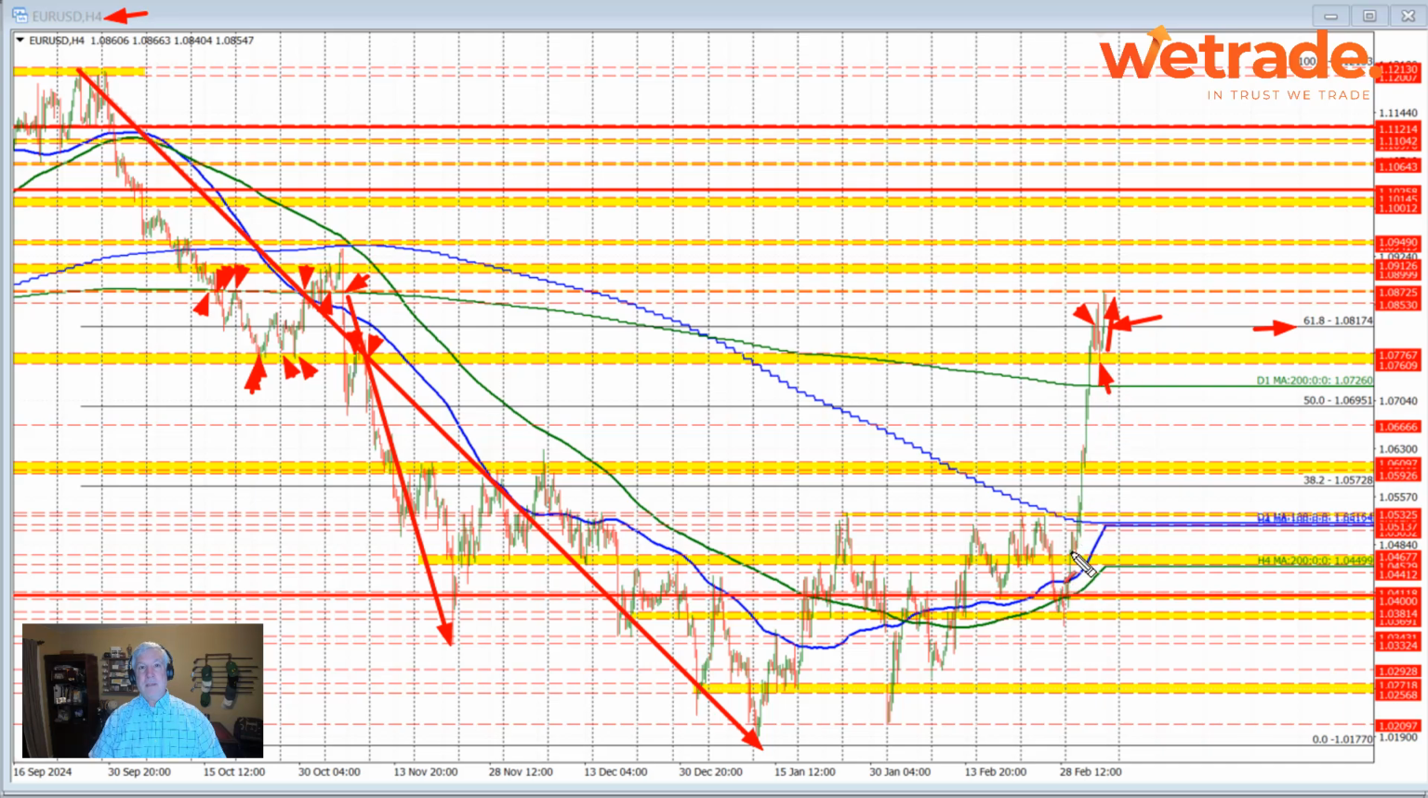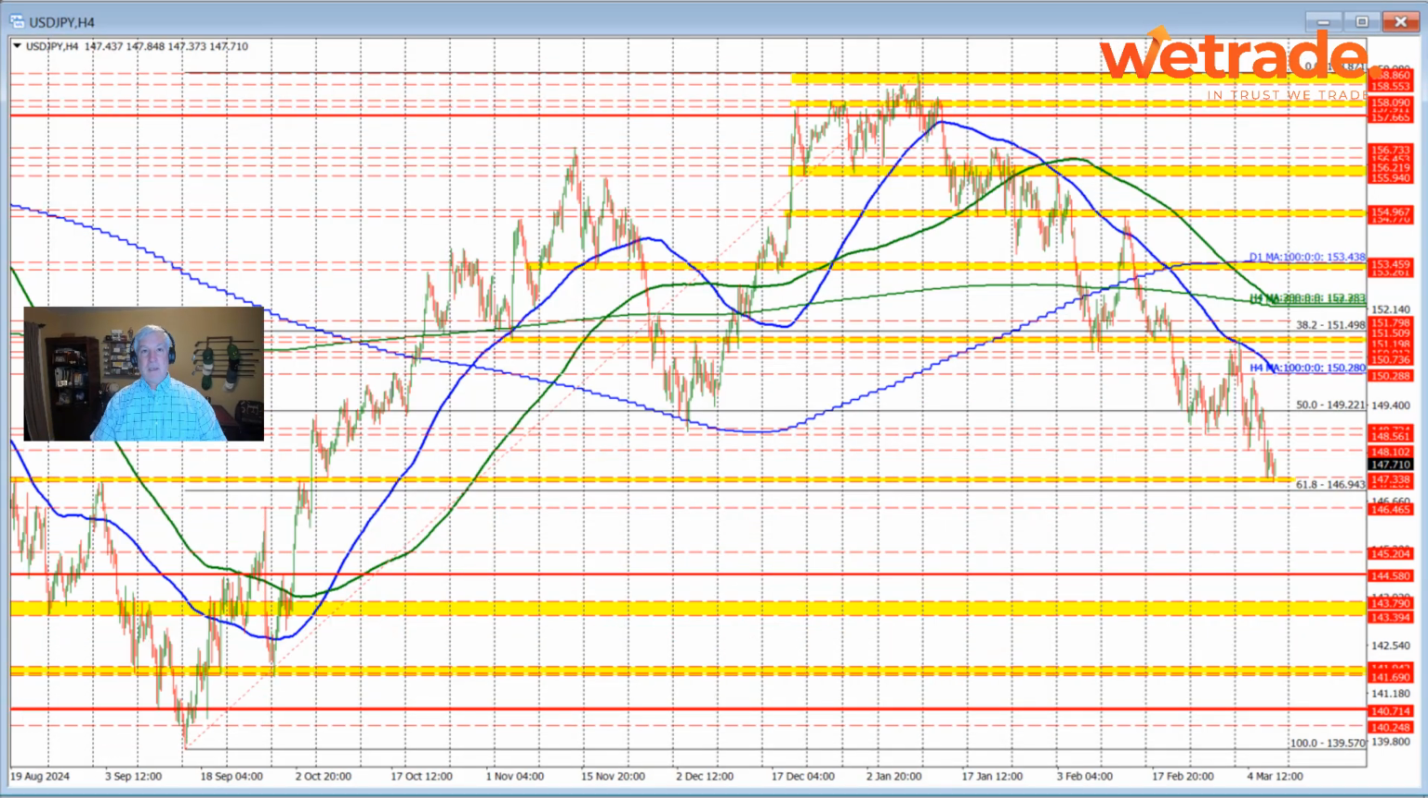By the way, the price has seen a sharp move to the upside in trading this week. Has it gone too far, too fast? That will be determined today by the U.S. jobs report. Let's take a look at the dollar versus yen next and take a look at the 4-hour chart for this currency pair.